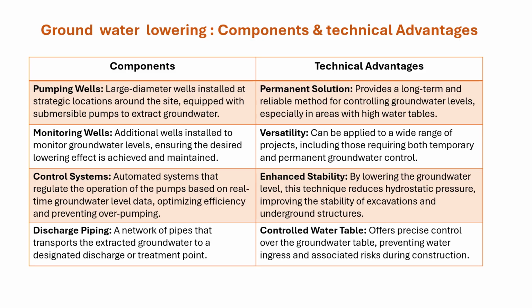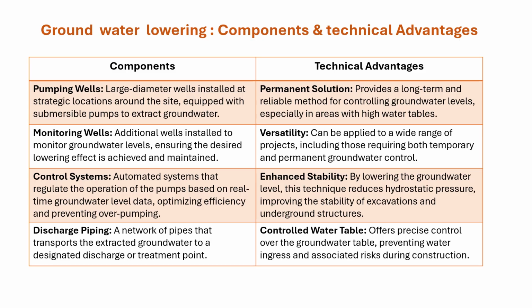The other type of permanent dewatering system is groundwater lowering, which is formed of large diameter pumping wells that are installed around the site, and they are equipped with submersible pumps. The second component is the monitoring wells, which are additional wells used to monitor the groundwater levels. The control systems are automated systems that regulate the operation of the pumps based on real-time groundwater level data. And the discharge piping is a network of pipes that transports the extracted groundwater to designated discharge points.